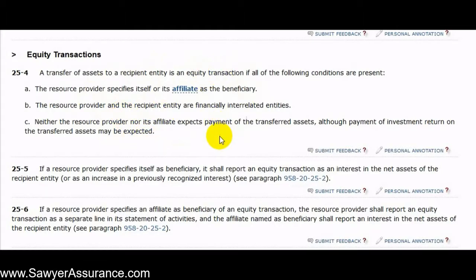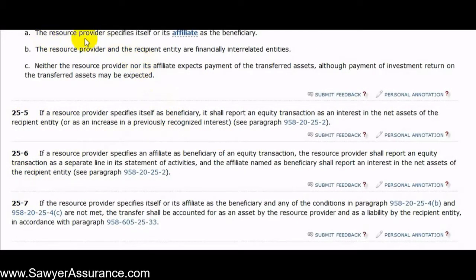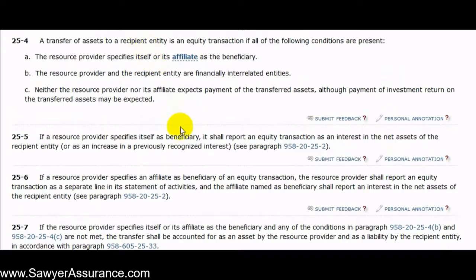So what does that mean for our financial statements? Here in 5, 6, and 7, they describe each of these conditions and what type of journal entries should be made. So first, if the resource provider specifies itself as the beneficiary, this is the A right here. That would mean that the beneficiary sent assets up to the recipient entity, and it's to be recorded as an equity transaction because of that. Then that means it needs to increase its interest in the net assets of the recipient entity. So it would record an asset with a name such as interest in net assets of recipient entity, and then it would credit the assets that it sends. And so this is kind of similar to the prior video that we saw, section 25.2, only in reverse, because this time it's the beneficiary that sent assets up to the recipient entity, and not necessarily the recipient entity that is obligated to send assets down to the beneficiary.